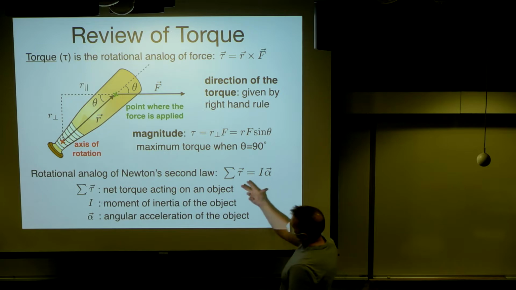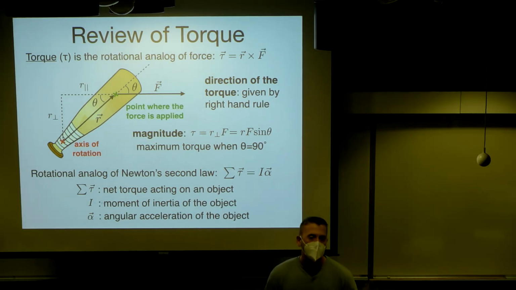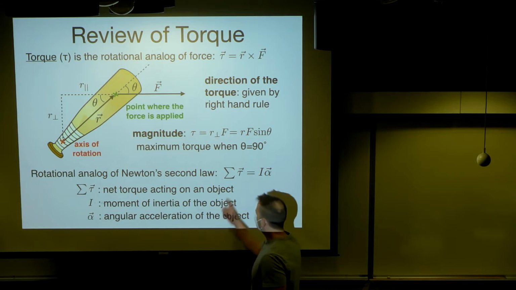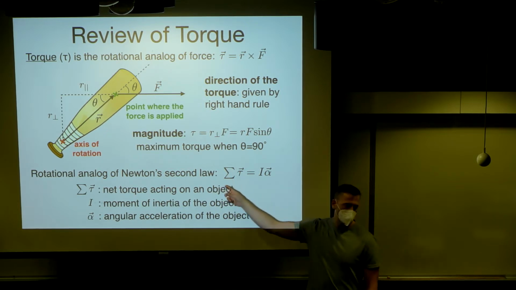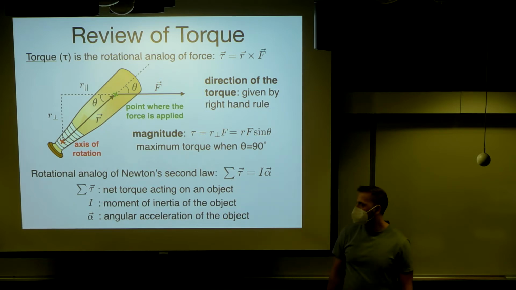And all this sort of comes together in the rotational analog of Newton's second law. Of course, we know that the net force on an object is equal to mass times acceleration. You guys remember from physics 45, there's a rotational version of that same equation. This says the net torque that acts on an object, so we sum over the tau vectors, tau is for torque, equals I times alpha.